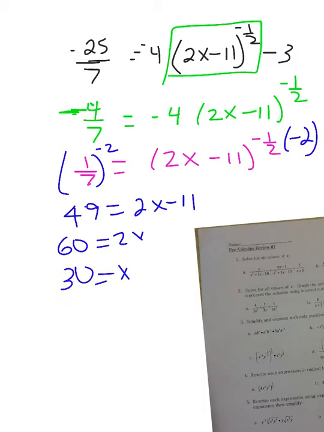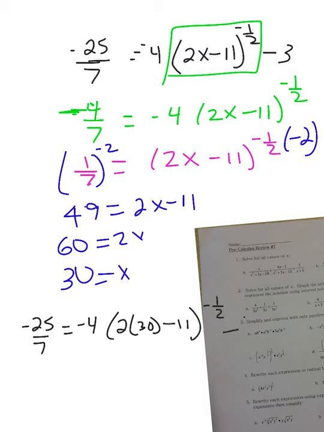So it is negative 25 over 7 equals negative 4 times (2 times 30 minus 11) raised to the negative 1/2 power, minus 3. All right, so let's check it. So I just checked it, and this works. Negative 25 over 7 equals negative 25 over 7. All right, so let's look at 8, please.